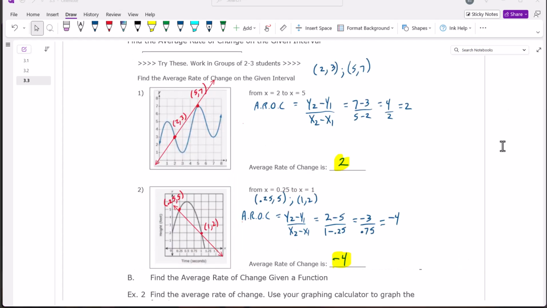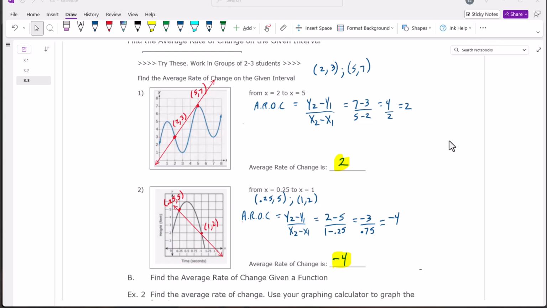Okay, so here's the answers you should have come up with. Again, the 2 points on here are (0, 2) and (5, 7). So I'm doing the slope formula to get 2. And on number 2, the 2 points are (0, 5) and (1, 2). So I do the slope to get -4. Pause the video if you need to study over that or if you made any mistakes.